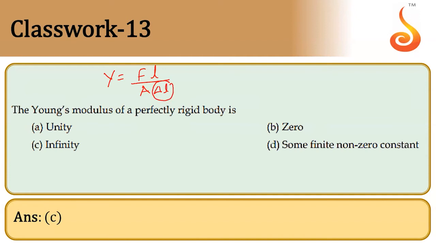That means the rigid body will not respond to the deforming forces, even if you apply any amount of force. So there won't be even a small amount of strain produced. Delta L will be 0 for a perfectly rigid body. If delta L is 0, Young's modulus is equal to 1 by 0, which is infinity. Understood, children? So why is it infinity?